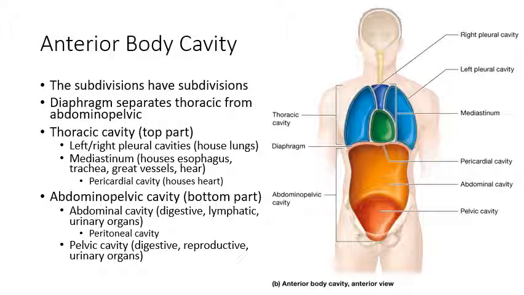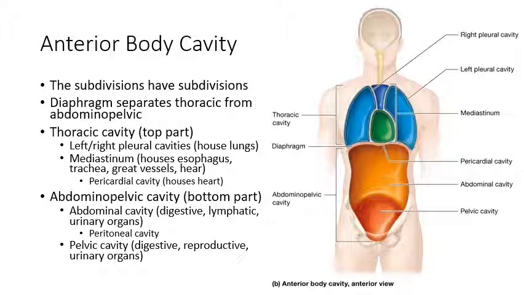Then within the mediastinum, you have another cavity, which is the pericardial cavity. That has the heart. Within the mediastinum, you have a number of different structures passing through it. First, you have the esophagus passing through. There's also the trachea. There are the major blood vessels that come out of your heart, which we call the great vessels. And then, of course, the heart itself, which is tucked into the pericardial cavity within the mediastinum.